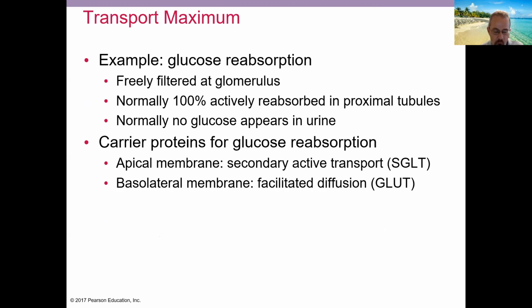So just to go over this again, since it is some new information, glucose reabsorption involves a couple of things. First of all, glucose has to be filtered, right? It's filtered into the tubules across the glomerulus, and it's 100% reabsorbed in the proximal tubules. Under normal circumstances, no glucose appears in the urine. Like I say, normal circumstances, right? Unless someone's diabetic.